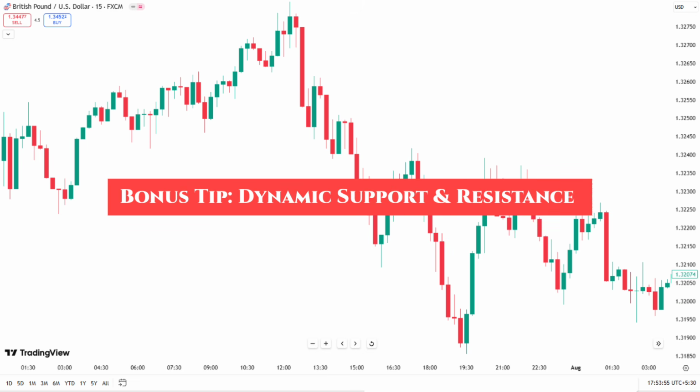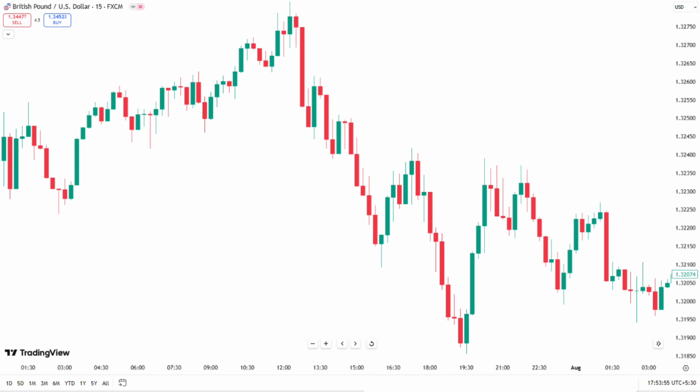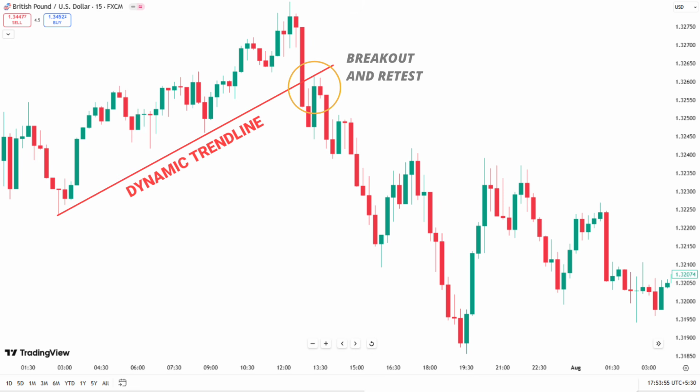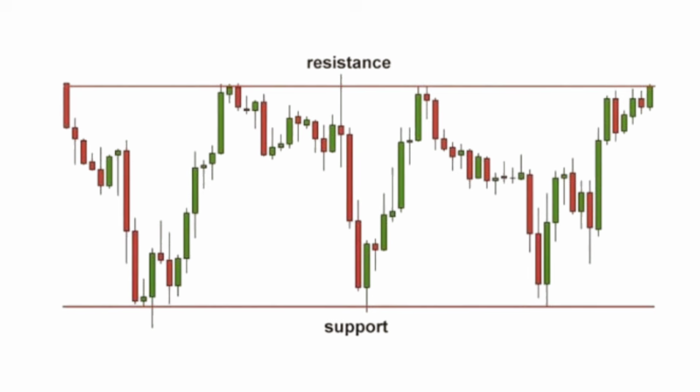Bonus tip: dynamic support and resistance. Not all support and resistance is horizontal. Some are dynamic, they move with price. Examples include moving averages, trend lines, and channel boundaries. In a strong trend, price often bounces off these dynamic levels repeatedly. However, remember, dynamic levels are generally weaker than major horizontal zones. They work best when combined with horizontal levels for extra confirmation.